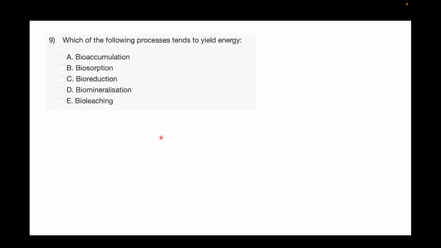Question number 9. Which of the following processes tends to yield energy? Option A, bioaccumulation. Option B, biosorption. Option C, bioreduction. Option D, biomineralization. Option E, bioleaching. These are all the methods in which a microbial cell helps in remediation. For your hint, which of these remediation processes tends to yield energy in a microbial cell?